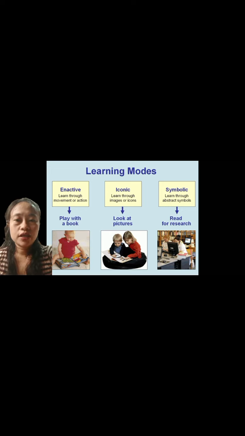Another example is in this image, the children are playing at the beach and they build something. That's in the enactive stage. Next, he draws what he builds, which is in the iconic stage. And the last one, he explains what he had drawn. That is in the symbolic stage.